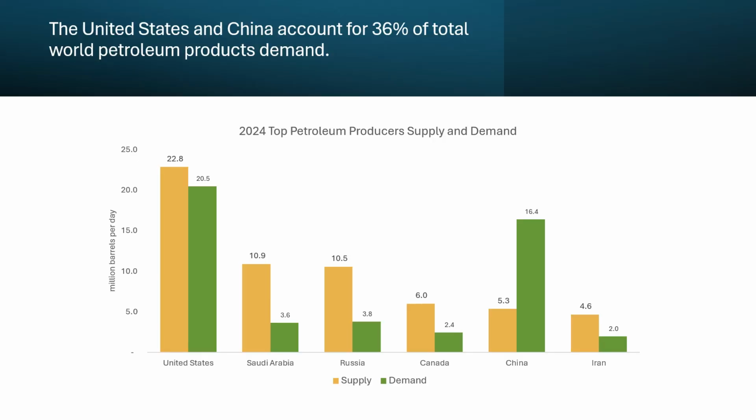The following chart shows top 6 petroleum producers and their consumption of petroleum products. As you can see, the United States is the largest producer and consumer of petroleum in the world. China is the second largest consumer. The United States and China account for 36% of total world petroleum products demand.